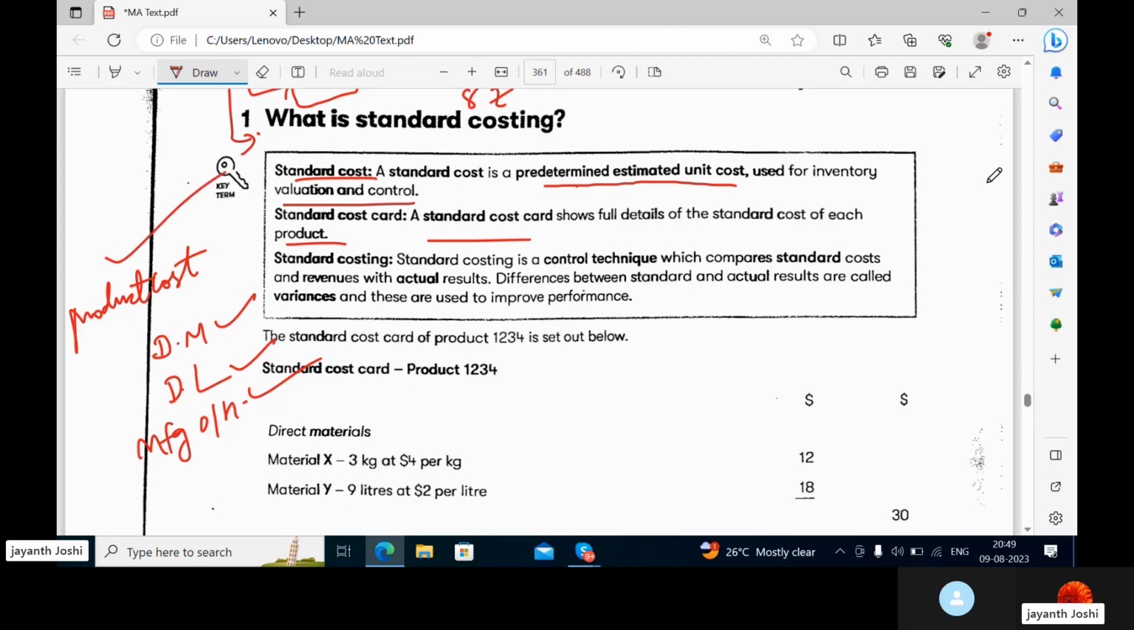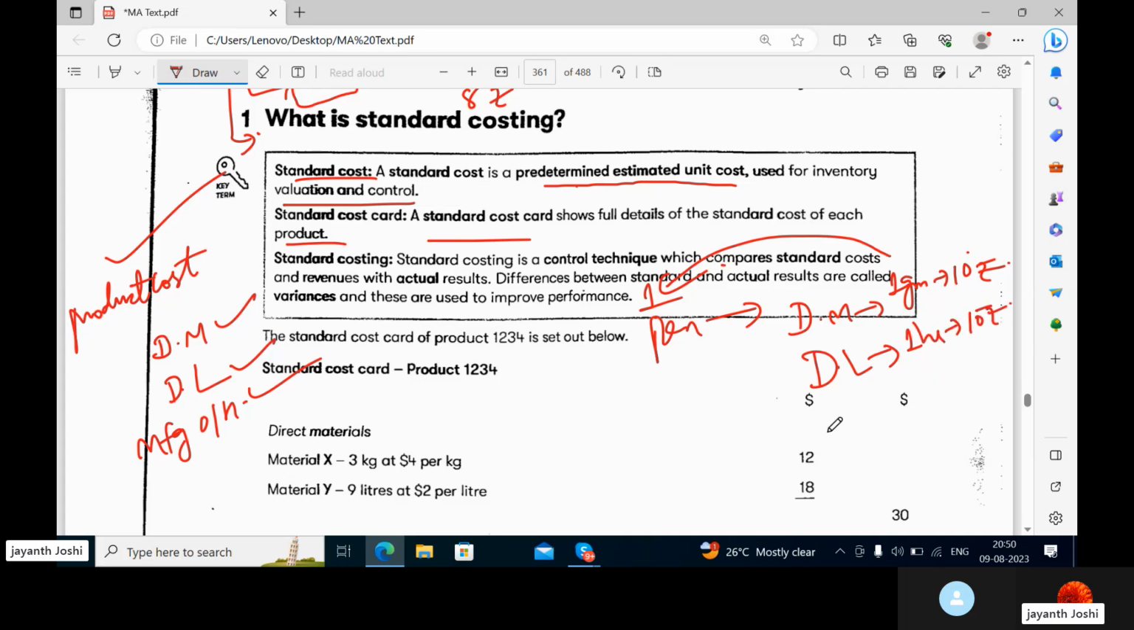How? Suppose I want to make a pen, one pen. I can make this pen by using some direct material. For direct material, 1 gram of raw material is required to make one piece of pen, and that is costing me 10 rupees. Correct? Now direct labor. For making 1 unit of pen, labor is going to work for 1 hour, and for 1 hour I'm going to pay 10 rupees to the labor.